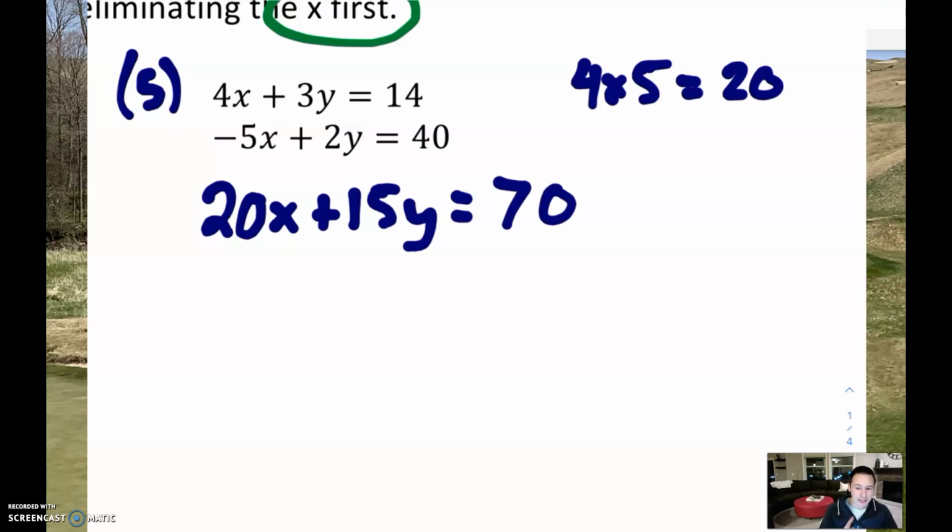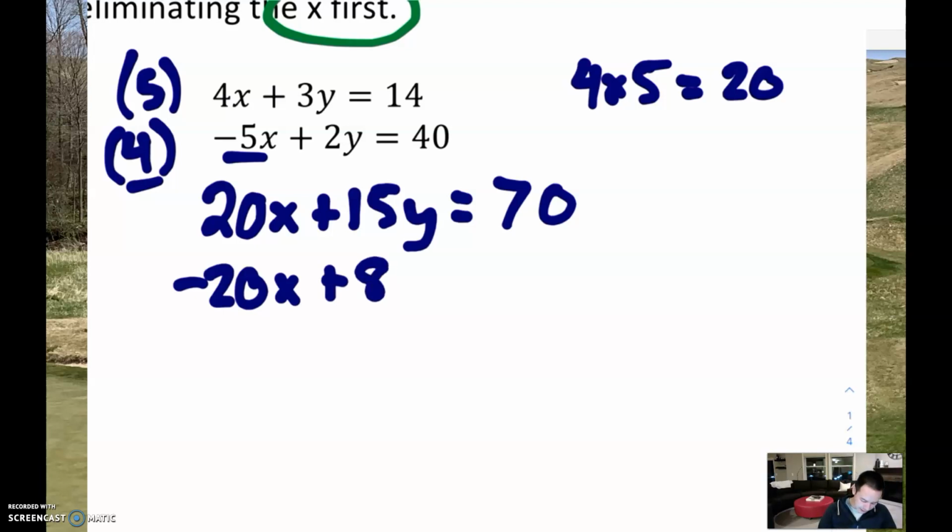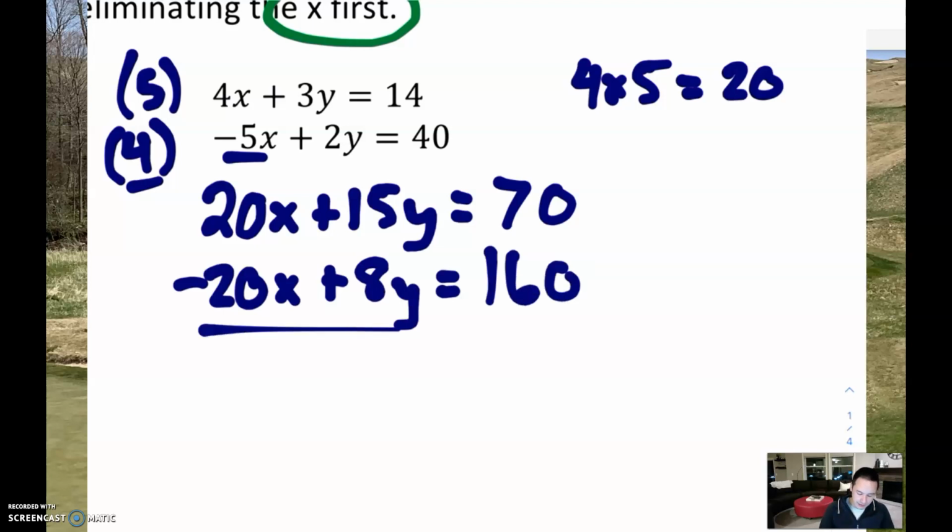Now, if we see a 20x, in order to cancel it out, in order to eliminate it, this bottom one has to be negative 20x. So what number could you multiply that bottom row by, so that when you multiply these together, it makes a negative 20x? All right, I hear you. That's a 4. So we're going to take a 4 and multiply it to the entire row. 4 times negative 5x is negative 20x. That's what we wanted. 4 times a positive 2y gives us an 8y. And 4 times 40 is 160.